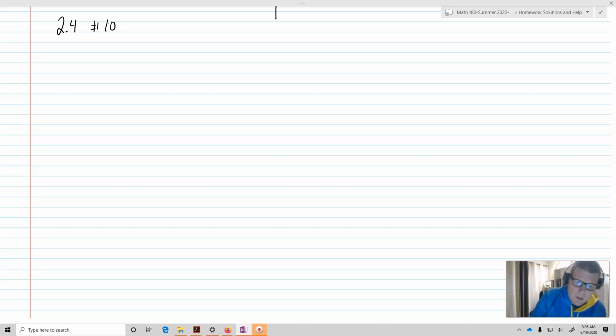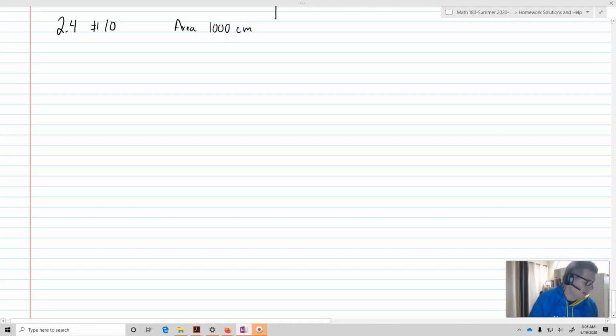Good morning. I just remembered that Sabrina had asked me this question and I was going to make her a video of it. So this is 2.4, number 10. It says a machinist is required to manufacture a circular metal disc with area 1,000 centimeters squared. Okay, so the area of the disc is 1,000 centimeters squared.